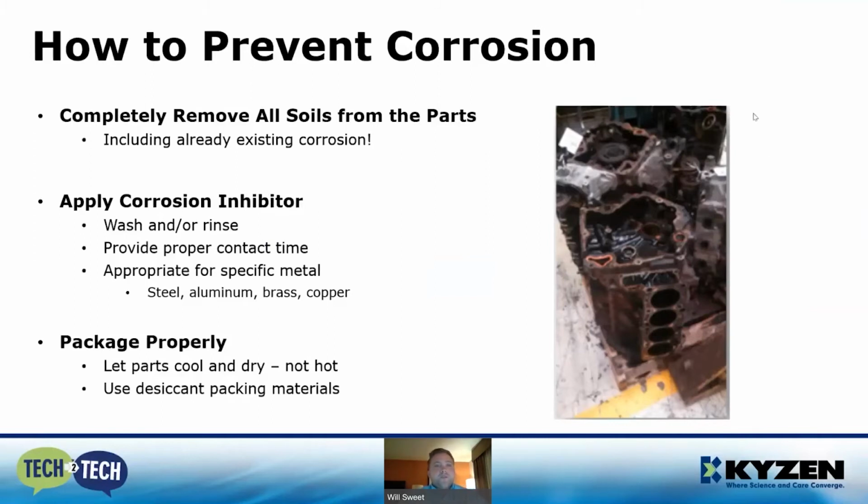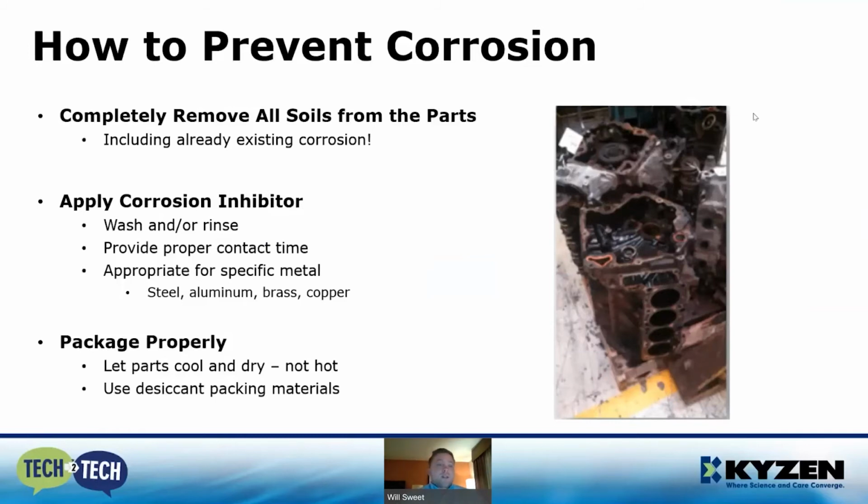So after you completely remove all of the soils and corrosion from the surface of the part, is when you apply the corrosion inhibitor. That could be in the wash and or the rinse of a parts washing application. Make sure you allow proper contact time. If it's an immersion bath or if it's being sprayed onto the part, give it enough time so that the entire surface can be covered with this corrosion protectant.